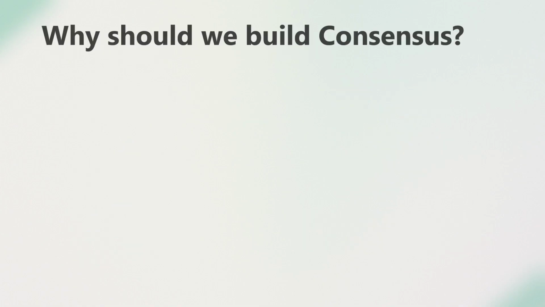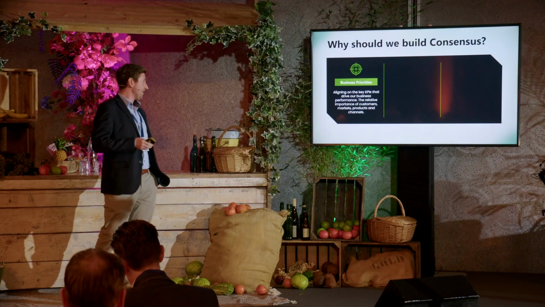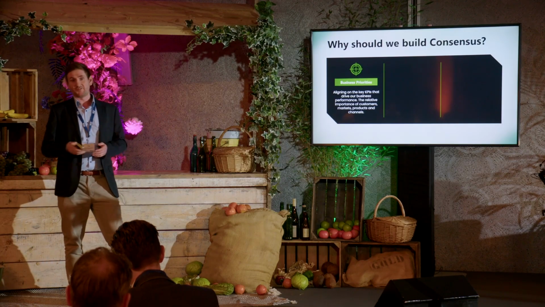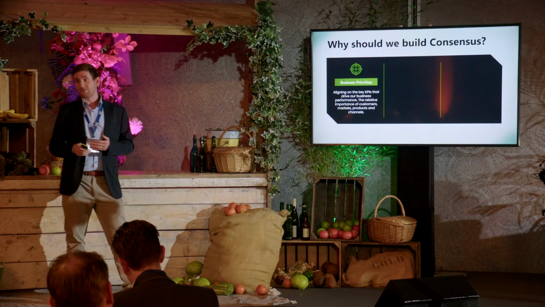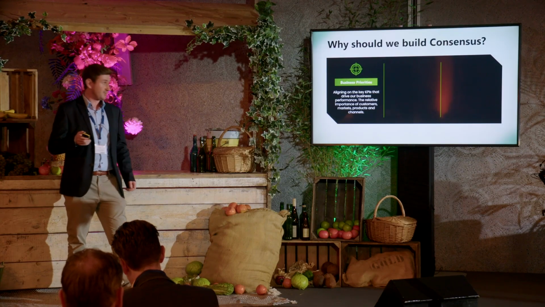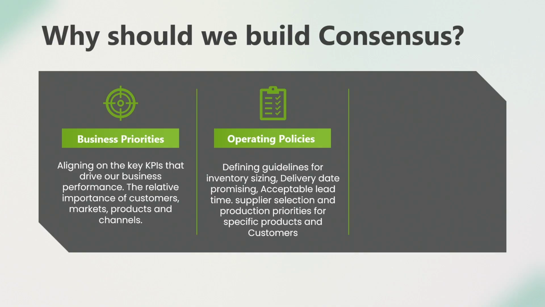So what are the constant things? Or let's say the semi-constant things. Our business priorities, the key KPIs that drive our business. So this might be the acceptable level of working capital, it might be the service level we're targeting, it might be the lead time from placing an order to delivery, and really the relative importance of our products, our channels, our customers in the marketplace in terms of profitability. We have those. Most of the time we have those.